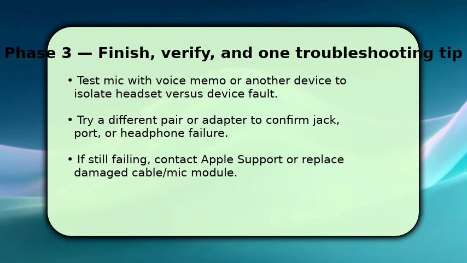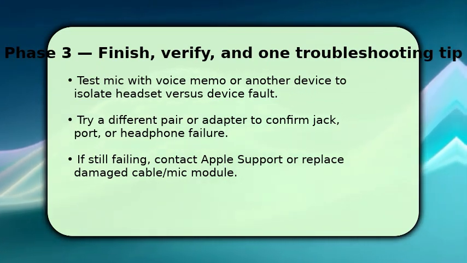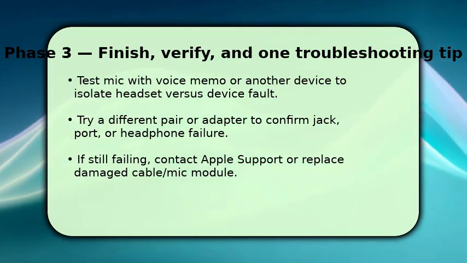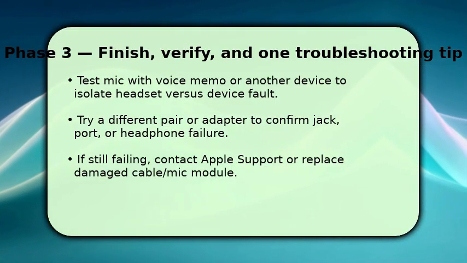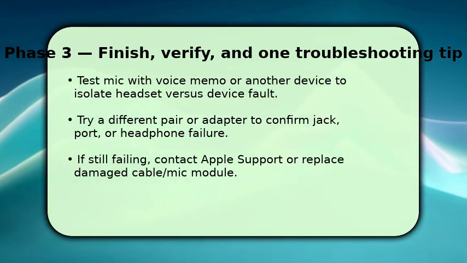Finally, you isolate hardware. Record a voice memo or call another phone to test the microphone. This tells you whether the headset itself is faulty. If possible, try a different headset or adapter on the same device to narrow down whether the port or the mic is bad. If the mic still fails after these checks and software resets, replace the cable or seek Apple support.